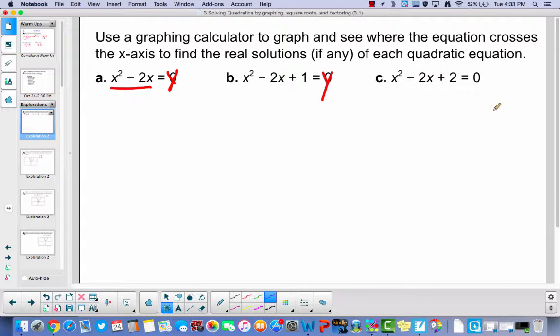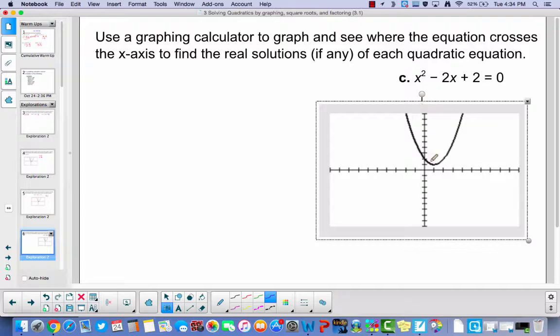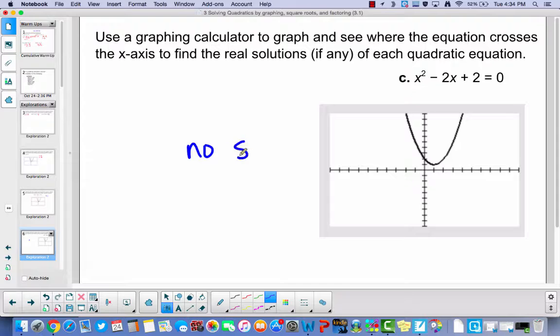Now let's go back and look at C. Again, this is my y equals, so I'm putting this information. X squared minus 2x plus 2. It's very similar to this one, so you can even just change the +1 to +2 for this. What does that graph look like? That looks like this. Where does it cross the x-axis? It doesn't. So there are no solutions for this one.